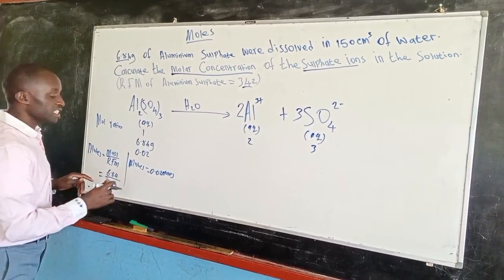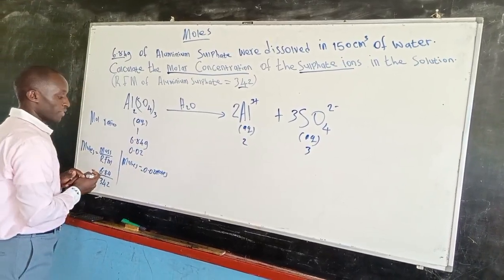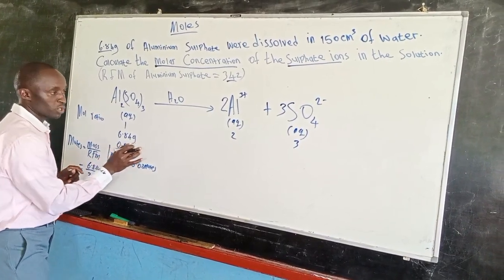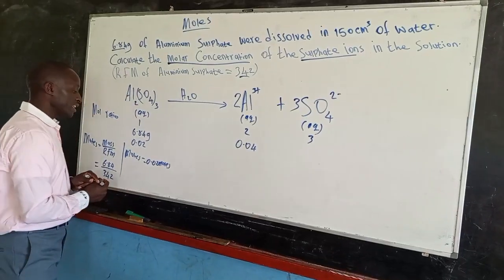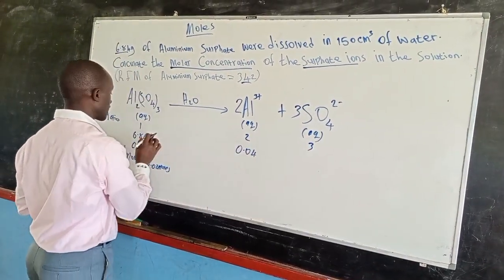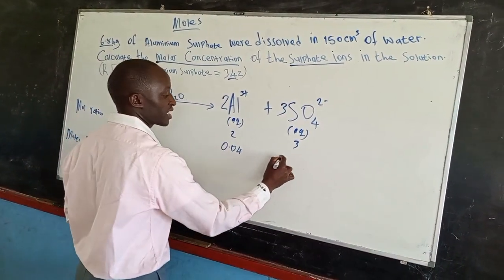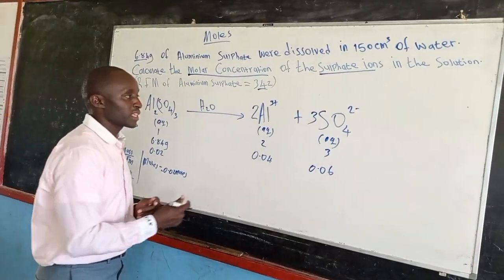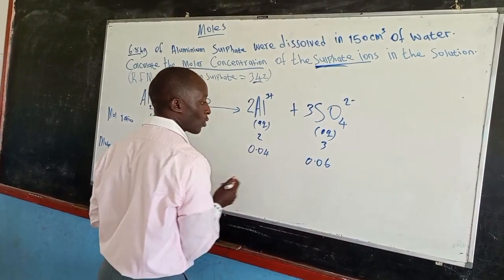For aluminium sulfate it is 0.02 moles. Since the mole ratio is 1:2:3, we can get the moles for aluminium by multiplying by 2: 0.02 multiplied by 2 is 0.04. For the sulfate ion, I have 0.02 multiplied by 3, which gives 0.06 moles. Since I'm concentrating on the sulfate ion, I already have the moles.